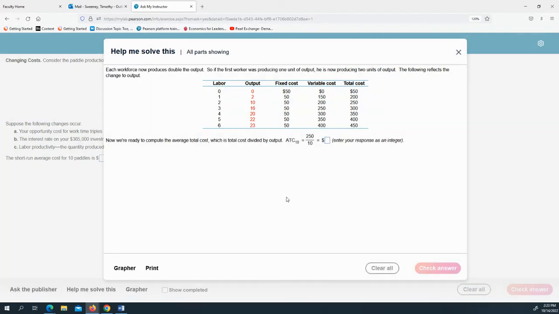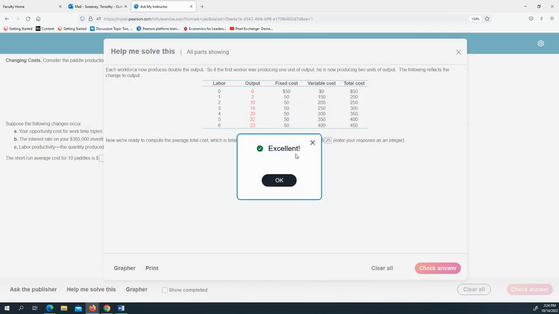And so now the question asks you, what is the average total cost of producing 10 output? Well, if we produce 10, we go to 10, we get 250 in the total cost. So average per unit, the average total cost, which is cost per unit, is 250 divided by 10, which is 25. So put that in. 25. And yep, enough. There it goes.